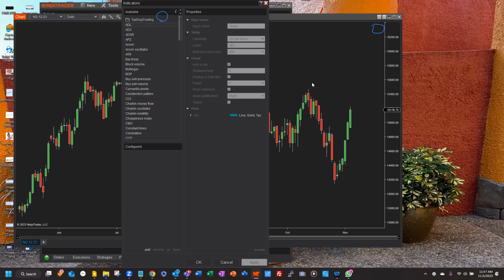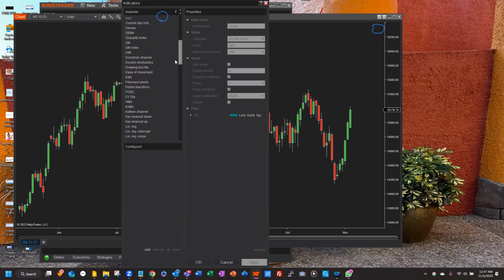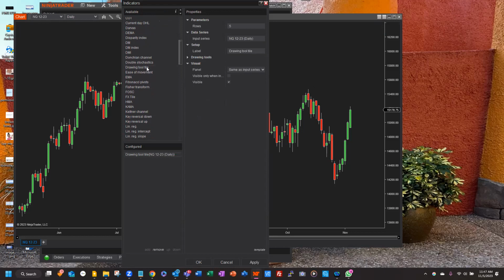What do I need on this one? Okay, I need drawing tool tile. It's all in alphabetical order, so just scroll down to drawing tool tile. Drawing tool tile. Click it, double click it to bring it down to the bottom. There you go. All right.